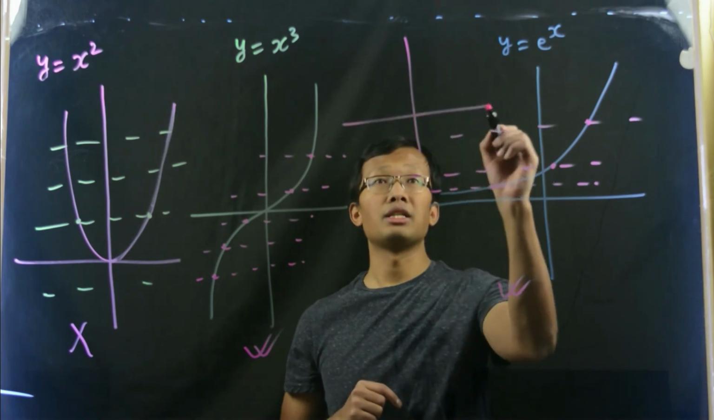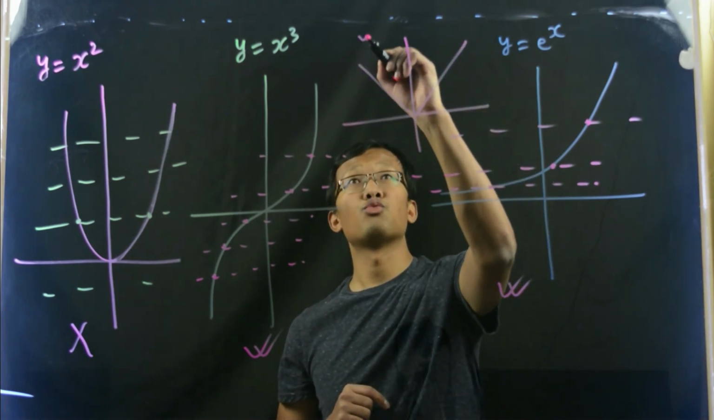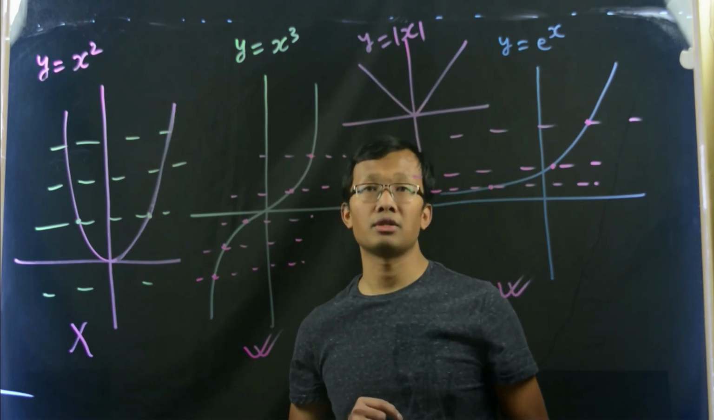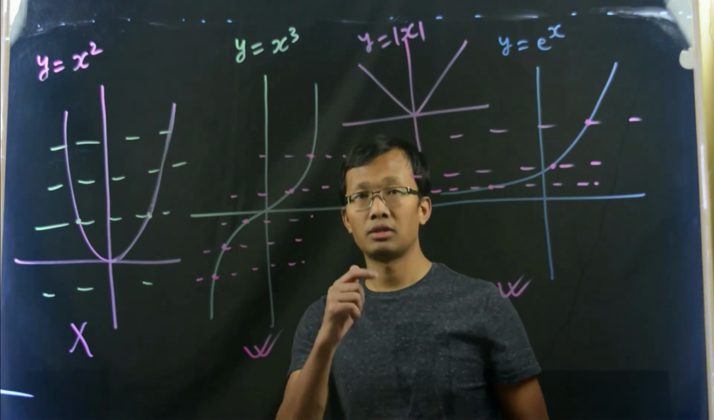How about this curve? This is y = |x|, the absolute value function. Is this one-to-one? Comment below.